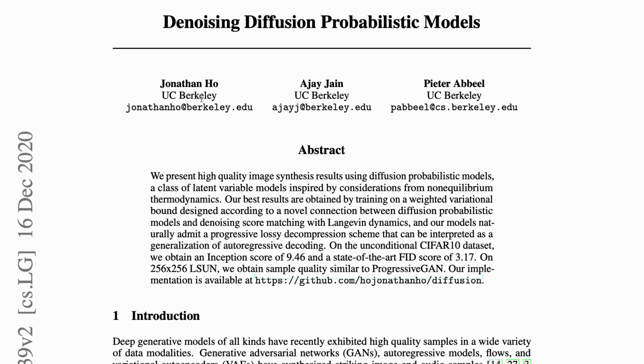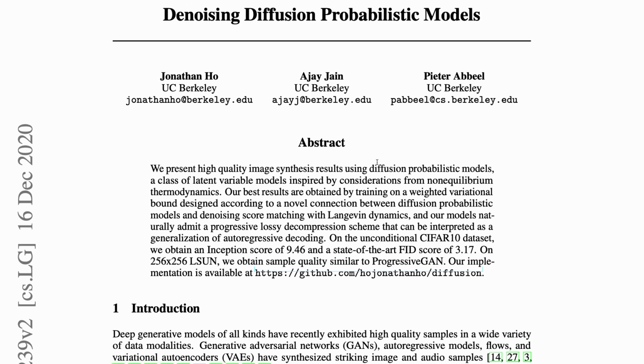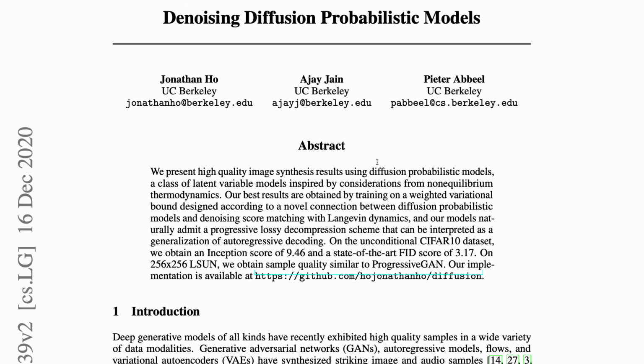Okay. So they present high quality image synthesis. Before DDPM, people used to mostly rely on something like generative adversarial networks or VAEs to get good quality generations. But recently, almost everyone uses diffusion models. So let's see how they work. So this is one of the initial papers, DDPM.